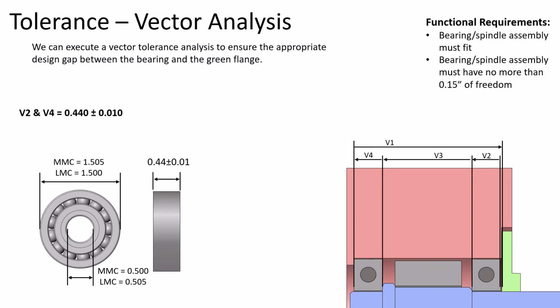V2 and V4 simply come from the bearing specification sheet, and we can see that the width of this bearing is 0.44 plus or minus 10 thousandths. That means V2 and V4 in their max and min would be 0.4 plus or minus 10 thousandths.